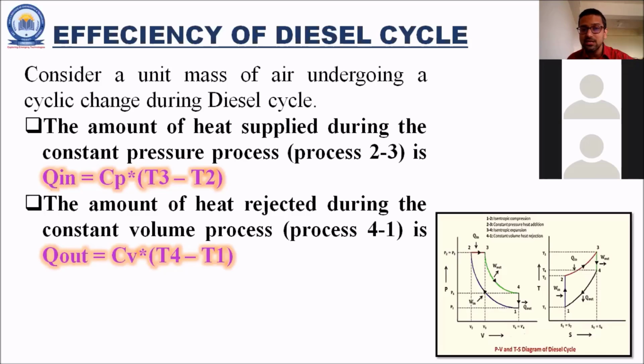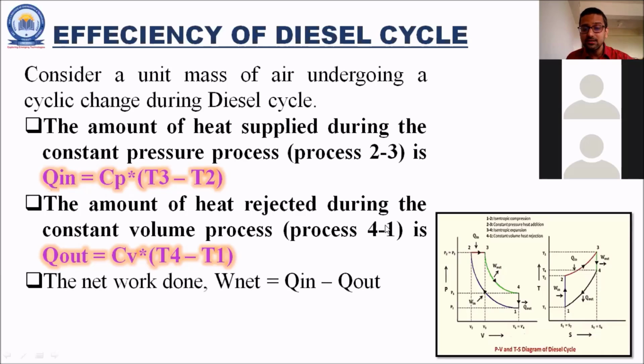Remember friends, in the Otto cycle, this was a constant volume, so we have written Cv. But in the diesel cycle, the heat is supplied at constant pressure, so we have written Cp. That is the only change in the diesel cycle. Have you understood all up till this point? Okay, fine. So let us proceed further.